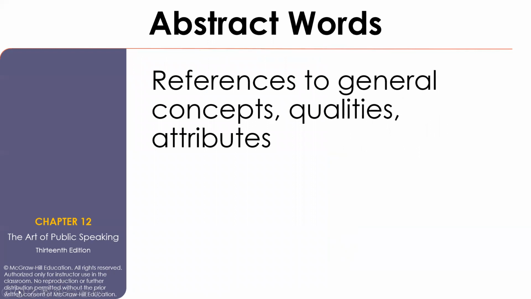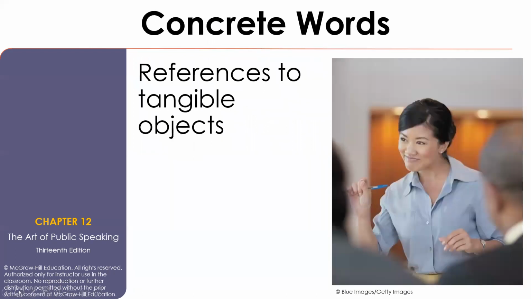In terms of abstract words, this is something you want to avoid as you're trying to use vivid language. Abstract words are references to very general concepts, qualities, or attributes. There's not a lot of specificity. Instead, use concrete words. Concrete words are references to tangible objects, things that people can picture specifically. So it's not this nebulous concept that people are struggling to actually imagine in reality or in their mind.